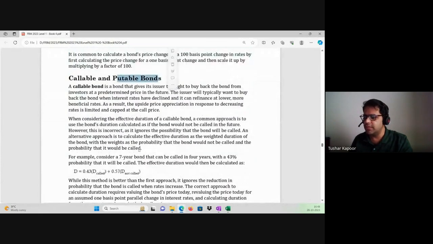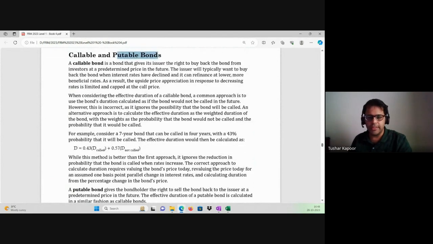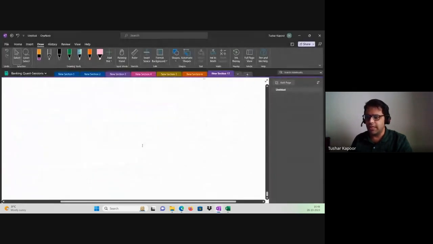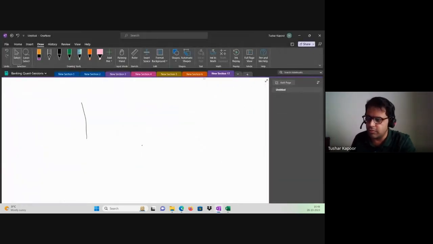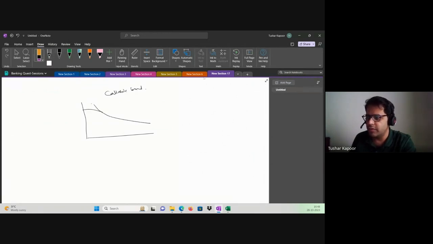Callable and puttable bonds. As we now know, callable and puttable bonds have a different way, and the important point to note here is that there is an effective duration way to calculate for both. So now we also want to understand whether a bond will be called or not. So as we understand for a, let's say, callable bond. Now, callable bond operates in a way that this is the usual curve. This is the callable bond. So let me remove the diagram from here.